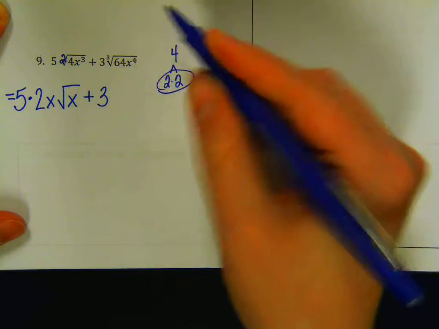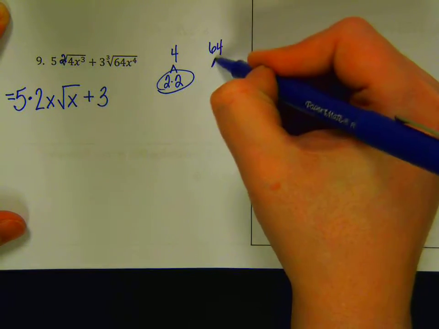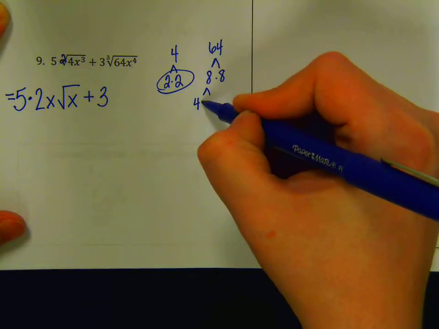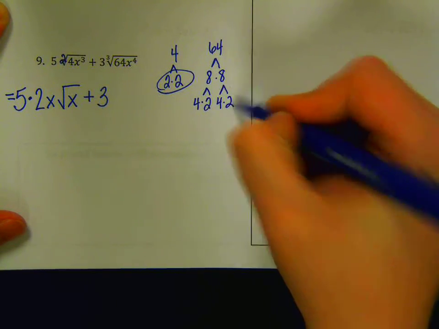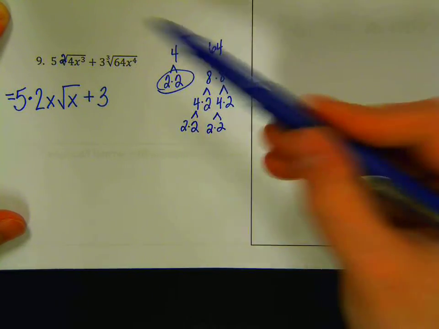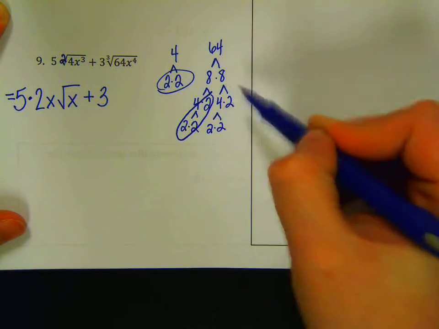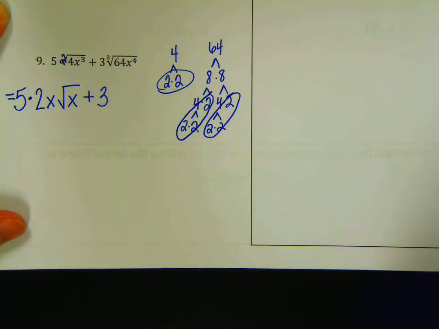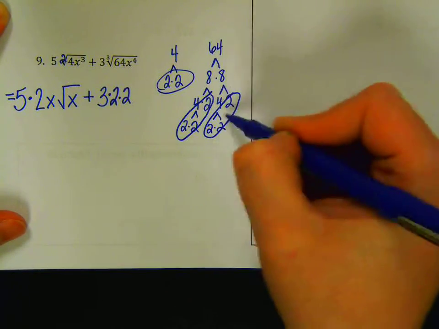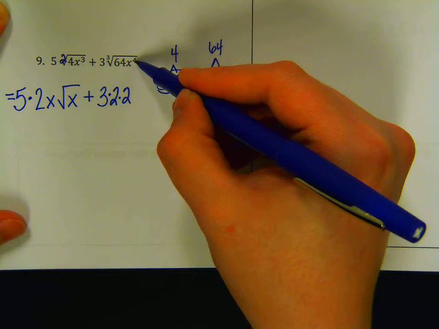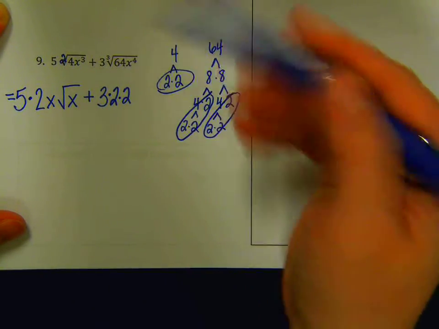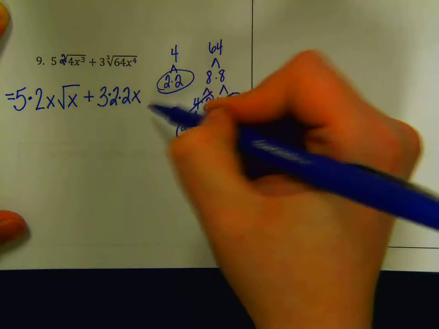Plus 3. Now I have to simplify 64. So let's create a factor tree. We could do 8 times 8. The 8s can be split up into 4 times 2. And the 4s can be simplified into 2 times 2. I'm looking for groups of 3, so I have 1 group here, 1 group here. So we'll have 3 times 2 times 2, because we had 2 groups. And then 3 goes into 4, because I'm looking for the simplified version of my variable. 3 goes into 4 one time, with 1 remainder.